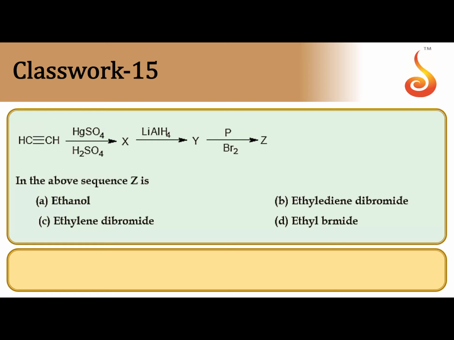Acetylene plus mercuric sulfate and sulfuric acid. In this reaction, what happens? Addition of H2O takes place, acid catalyzed hydration. After that, X is obtained. X undergoes reduction, forming Y. Y reacts with red phosphorus and bromine to give Z. So you have to find out Z.